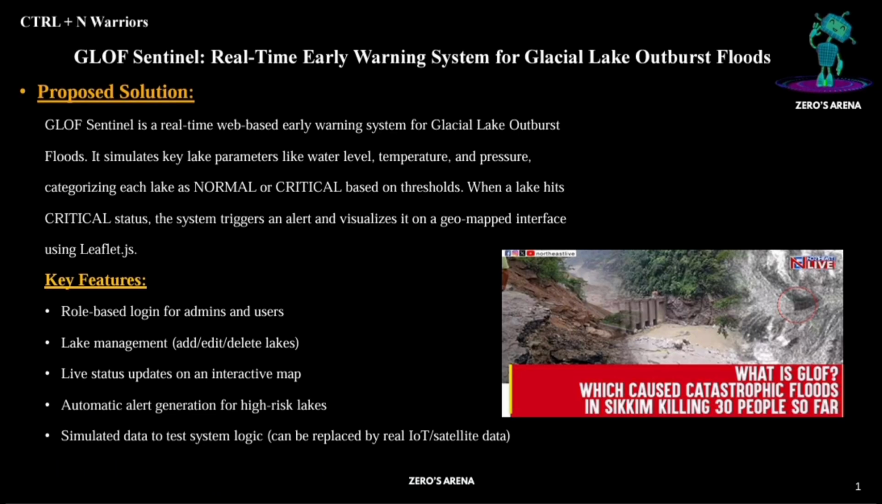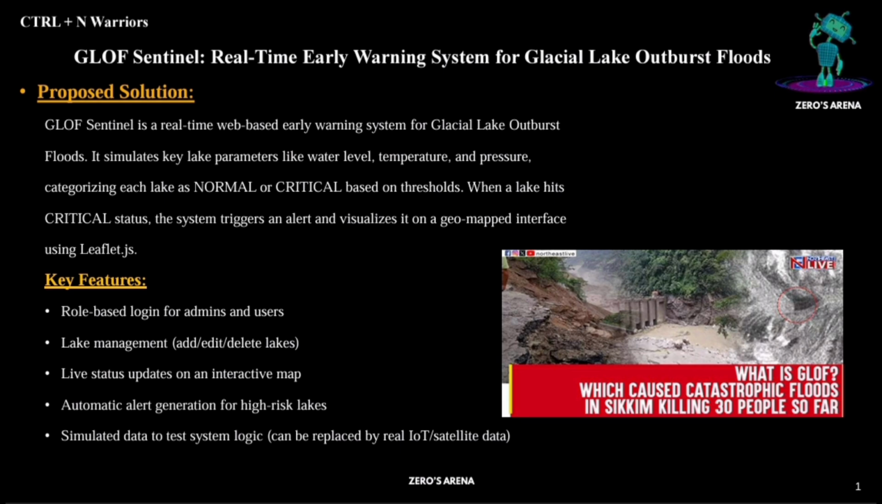So for that, our solution is GLOF Sentinel, which is going to be a web-based application which will simulate the water level, air pressure and temperature. Based on that, we will categorize the lakes as normal and as critical. If a lake enters the critical state, an alert will be generated, and regarding that, an email will be sent to all the admins' email IDs.